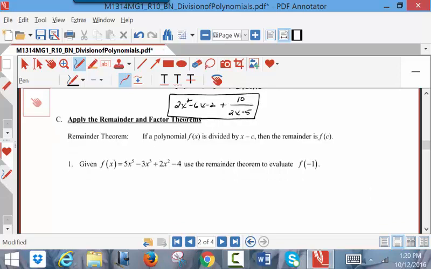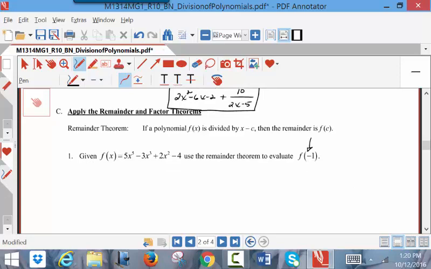Well, let's just do an example. It says, use the remainder theorem to evaluate f of negative 1. What that means is take the negative 1 through synthetic division. Okay, synthetic division. So take the negative 1 through synthetic division, and then I'll explain the result. Okay. So this one's also got another problem.